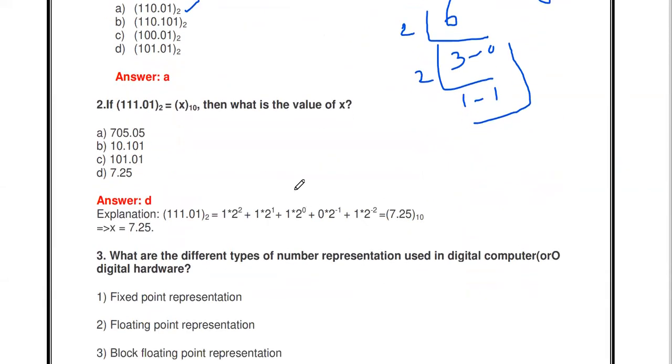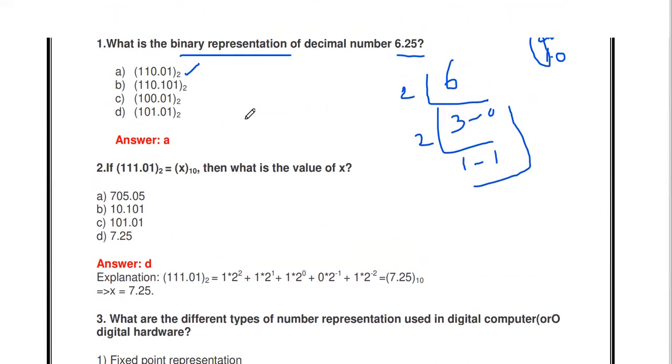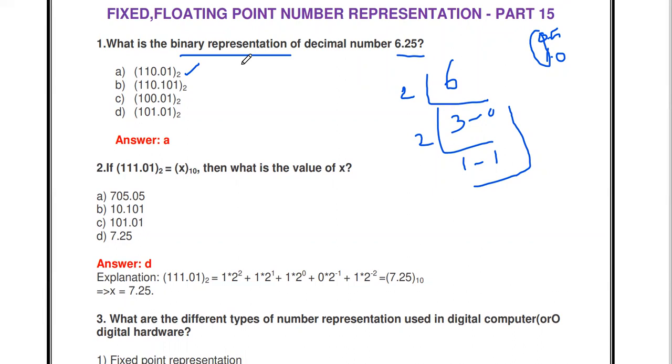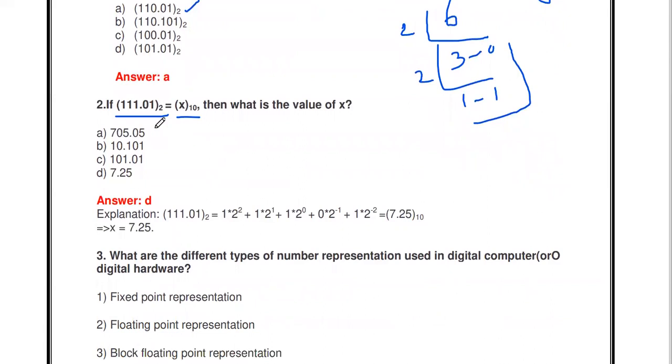Then the next one: 111.01. This binary number is equal to the decimal number x. What is the value of x? This question is the reverse of the previous question. There, the decimal number was given and we had to find the binary representation. Here, the binary number is given, and we have to find the corresponding decimal representation. So this is binary to decimal conversion. You already studied this in digital electronics, in the second year paper.